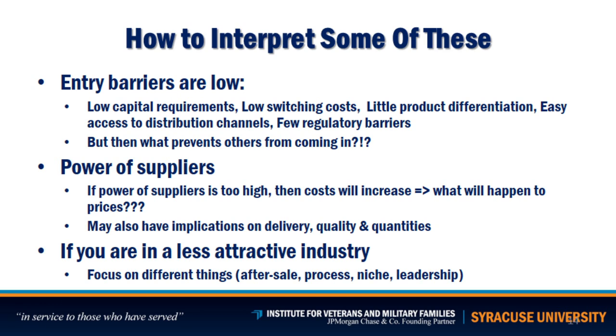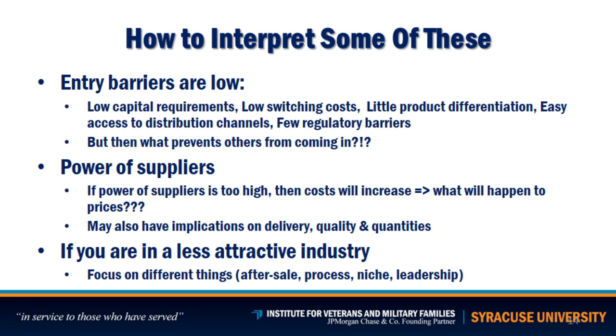And also look at the power of suppliers. If power of suppliers is too high, then the cost will increase. And what will happen to your prices, right? You don't really control your prices, because if you have a certain price and then 3 weeks later your supplier increases your prices, you have to change those too, which might create a negative image, a negative perception of your company. So this will also have implications on delivery, quality, and quantities.